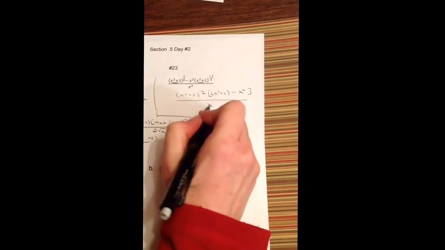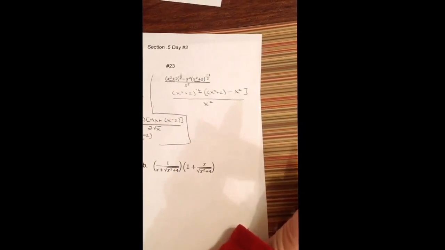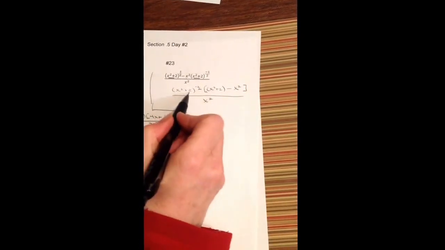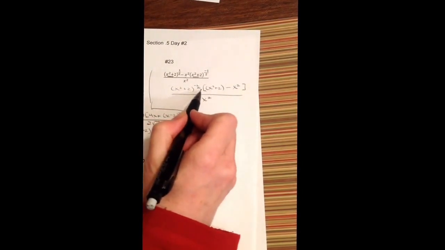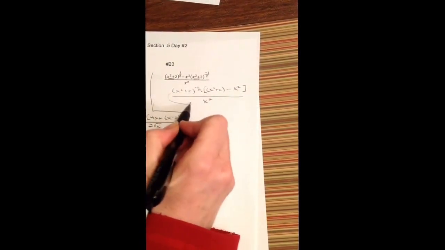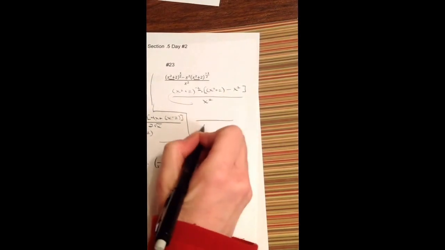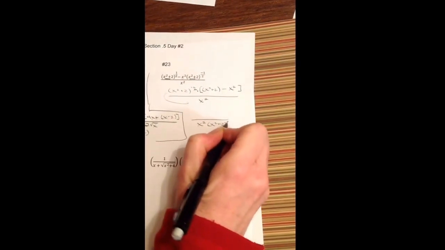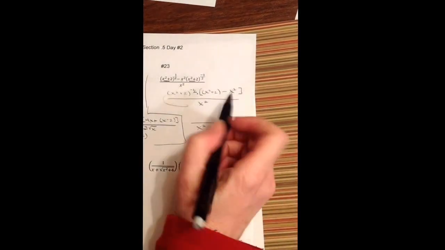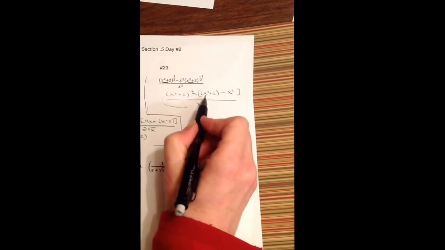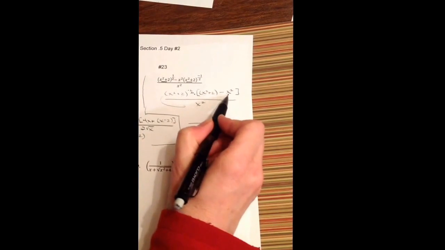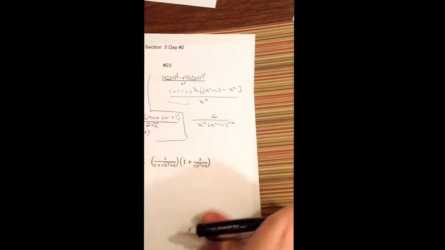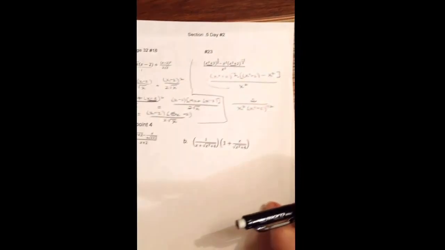This will all be over x squared. The x squared plus 2 to the -1/2, since it's being multiplied, can get moved down to the denominator along with the other x squared. And there it'll be to the +1/2. And in the numerator, I'll be left with x squared plus 2 minus x squared. So that's just the number 2. So that's the final answer for number 23.